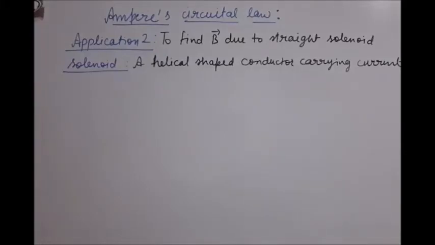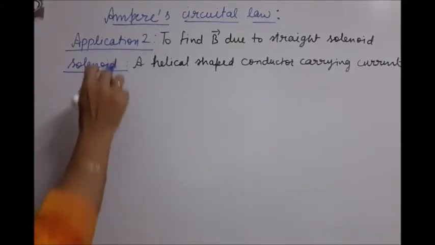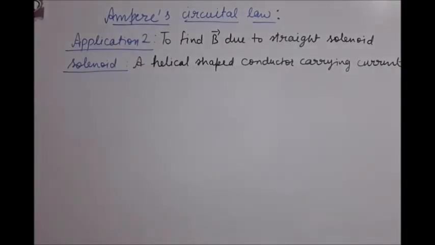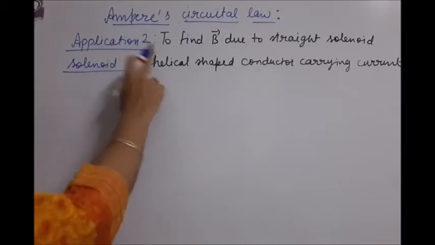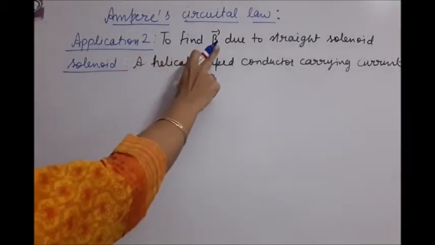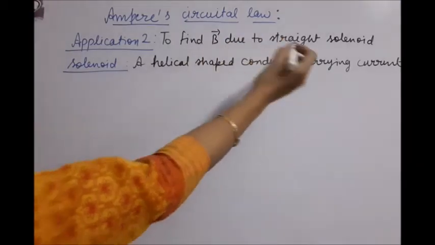Hello students, let us continue with the applications of Ampere's circuital law. We have completed application first, magnetic field due to straight wire, and now we are doing application second to find magnetic field B due to straight solenoid.